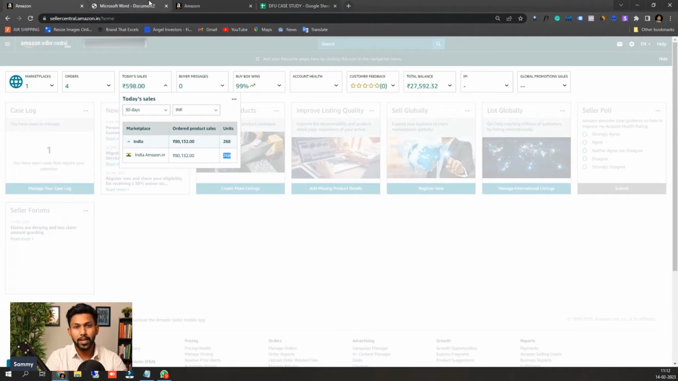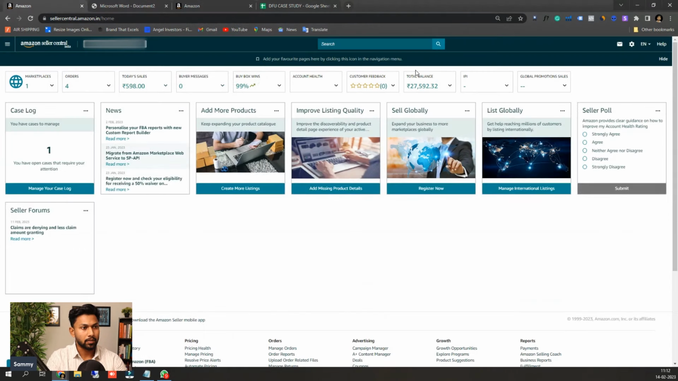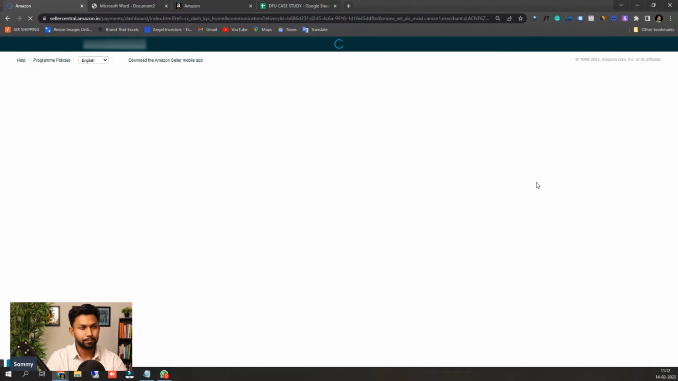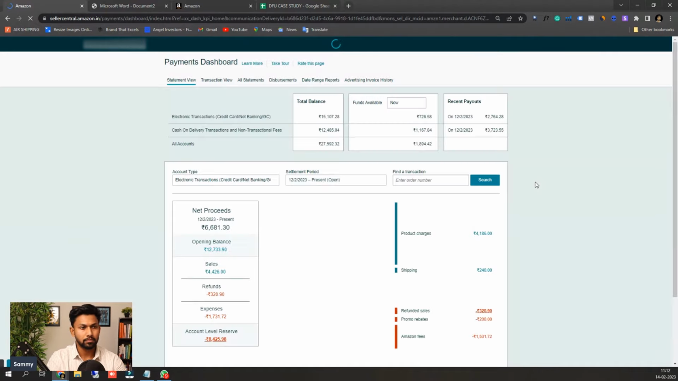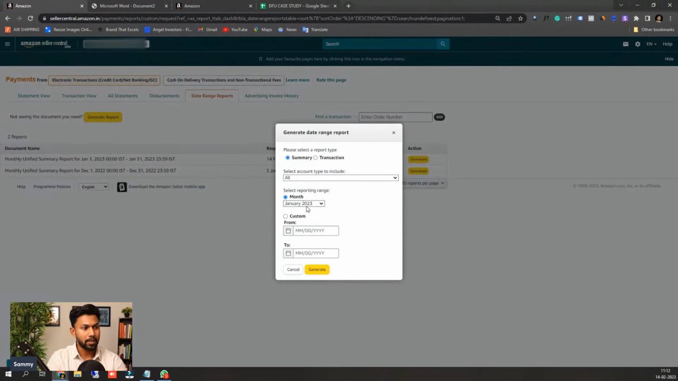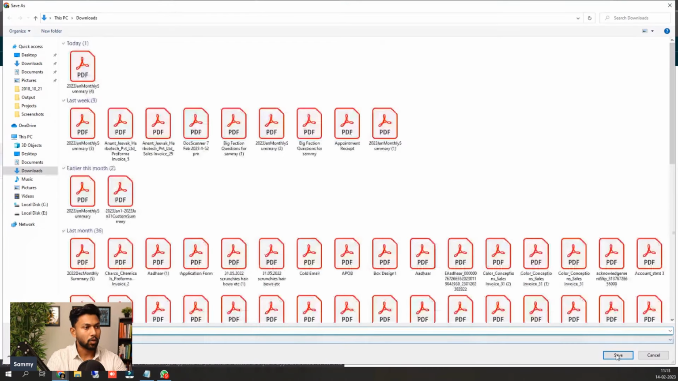I'm going to show you the report for January, because the report, profits and calculations for January are now available. To get to that report, you click on this amount, click on this, then go to the date range reports. Click on date range reports, then click on generate report, then summary, select the month that you want, and generate. I have already generated it here. You can see January 1st to January 31st. I'll download it and open it for you.